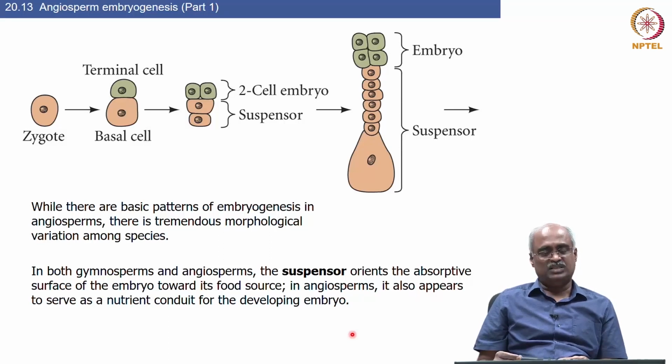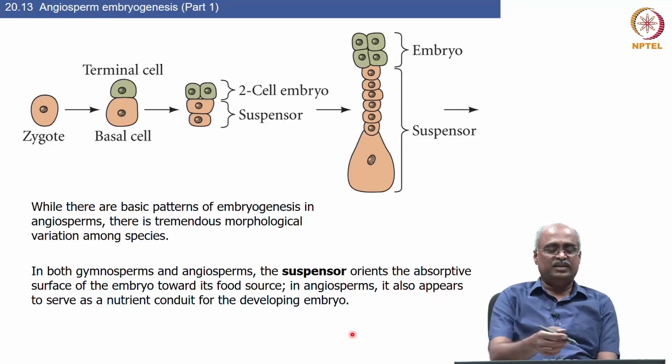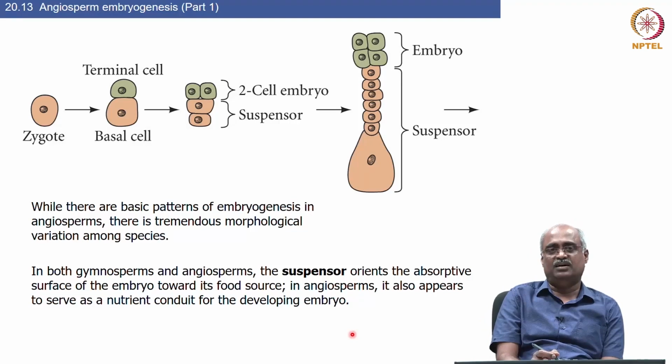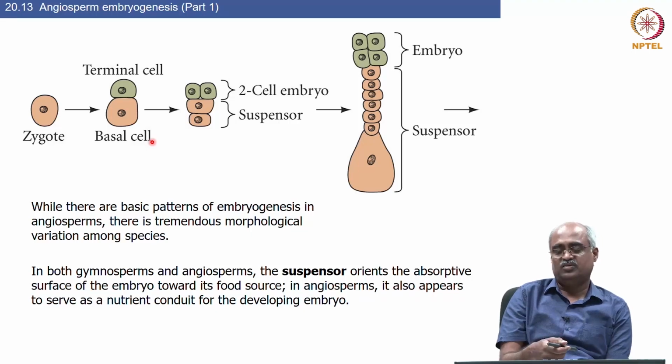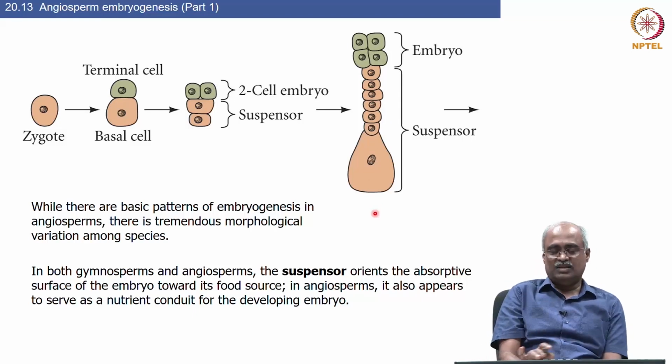Similar thing happens in angiosperms as well. So the initial cell division is asymmetric, generating two cells. The small cell is called the terminal cell. This is the one from which all of the embryo is going to form. The other cell, called the basal cell, is not going to contribute to the embryo at all. So this is going to divide and form a temporary, transient structure called the suspensor. Okay. So this is the basic pattern.